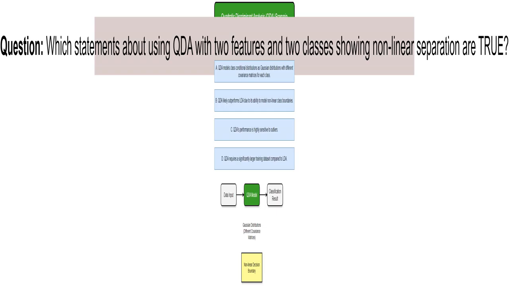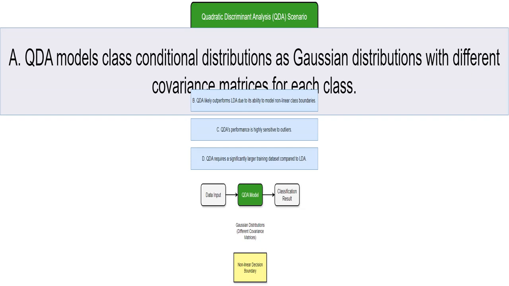I'm analyzing statements about quadratic discriminant analysis, QDA, and its performance on data that cannot be perfectly separated by a straight line. This means we have a situation where QDA's ability to model curved decision boundaries is important. Statement A is true. QDA assumes that data points within each class follow a normal, Gaussian, distribution, and importantly, it allows these distributions to have different shapes and orientations, represented by different covariance matrices.